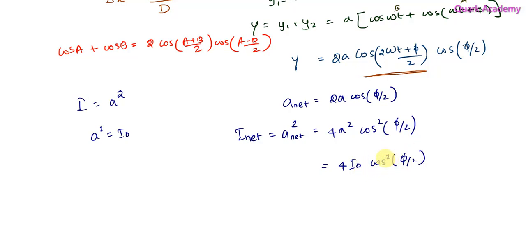Now the cos function maximum can have a value equal to 1. When it reaches the maximum value, then we'll get the maximum intensity. So the maximum intensity Imax, I can write it as 4I0 times 1, because the cos function at the max can take the value 1. So maximum intensity is 4 times I0.